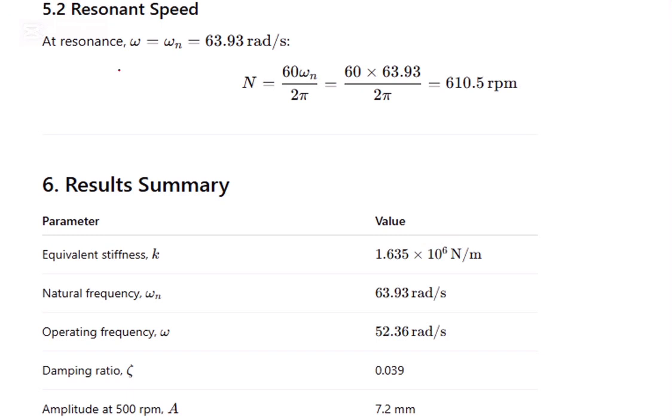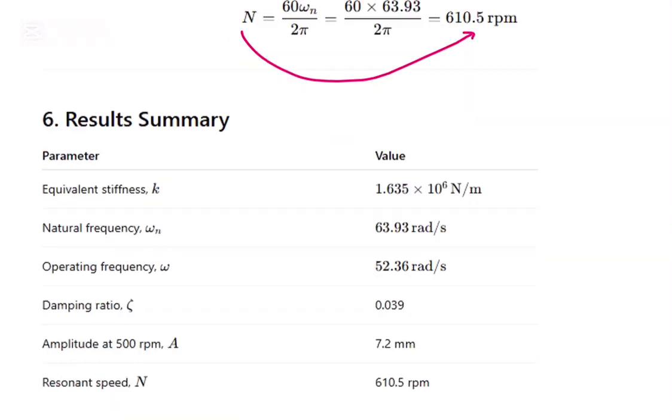Resonance speed means we should know that omega and omega n should be equal. From that we can calculate the number of rotations per minute. So these are the results.